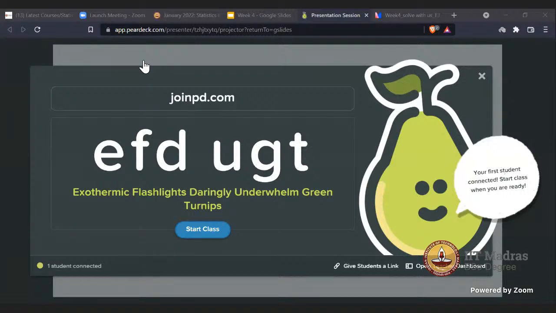For that, you will have to go to joinpd.com. When you go to joinpd.com, you'll have to enter a code. The code here you can see on the screen, WPFT. So, all of you who are in the session, please go to joinpd.com and use this code.